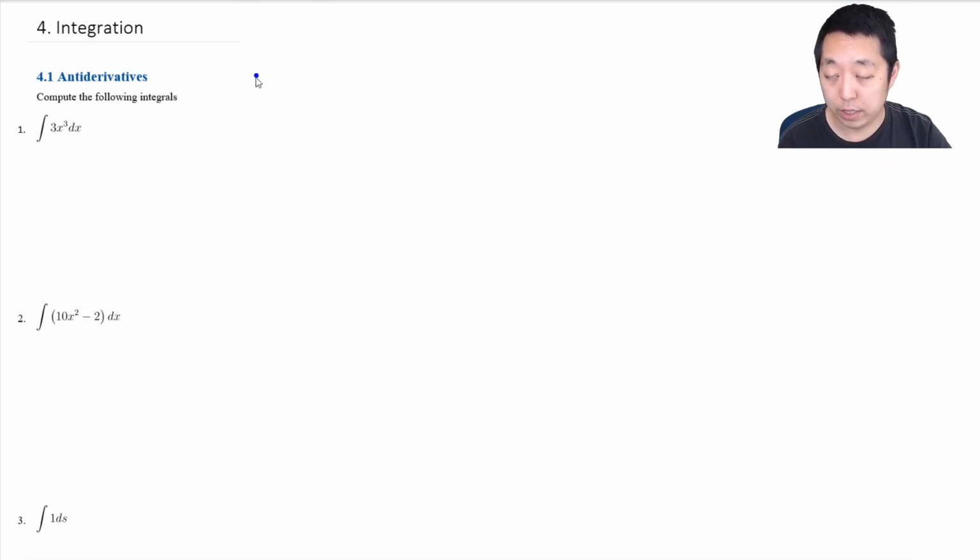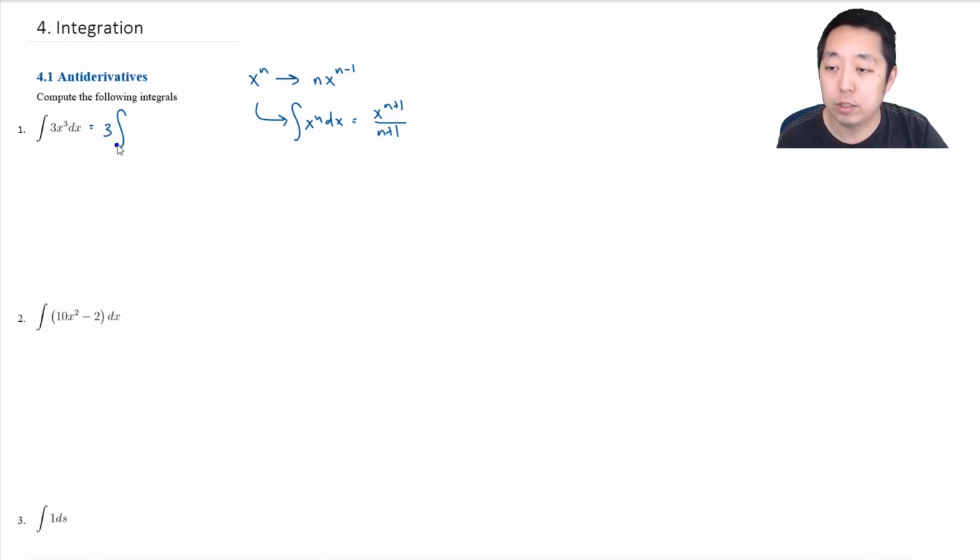for power rule, when I take the derivative, what I do is I multiply and I subtract 1. But to do the integral instead, the integral of x to the n dx, I'm going to add 1, and I'm going to divide by n plus 1. And I think of it as I add 1, I divide by that new exponent. So for example, for here, one of the things I can do is I can leave the 3 alone, and then just do the integral of x cubed dx. And so this is going to be 3x to the 4th over 4, which is 3/4 x to the 4th.